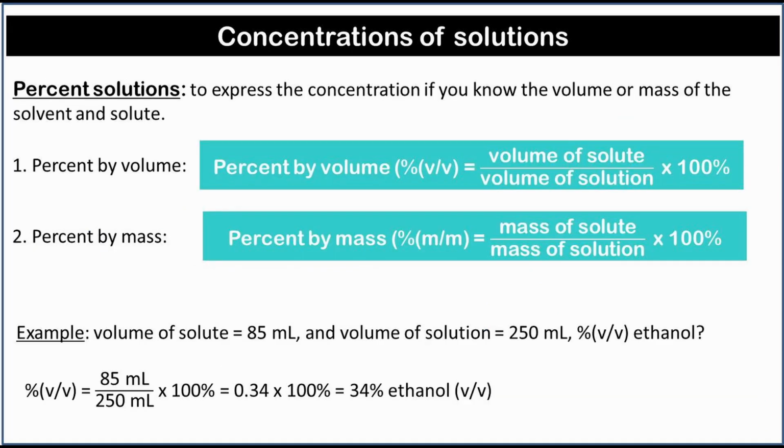You can also express the concentration if you know the volume, or mass of the solvent and solute. The first equation shows how to calculate the percent by volume of a solution. The second equation shows how to calculate the percent by mass of a solution. If the solute is a solid, the percent by mass is an easy way to make the solution, by measuring the mass of the solute and mass of the solution.